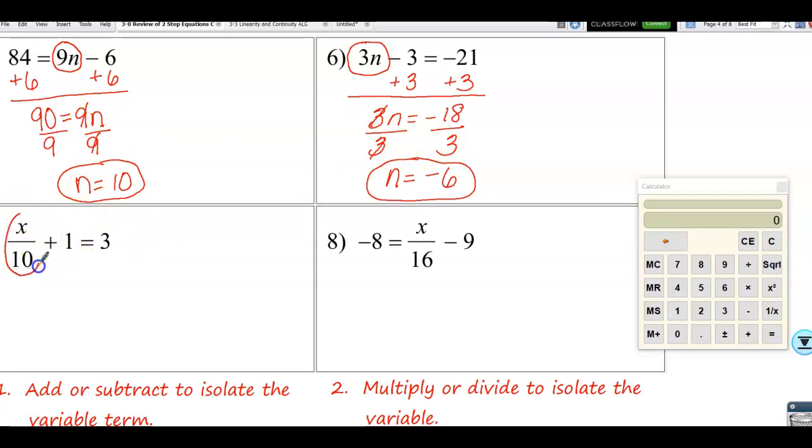Here is my variable term. I add or subtract to get the variable term alone. So I need to get rid of the plus 1. That gives me x over 10 is equal to 2. Now here's where it differs. Because this is x divided by 10, I will have to multiply both sides by 10. 10 divided by 10 is 1, which gives me just x, and 2 times 10 is 20.